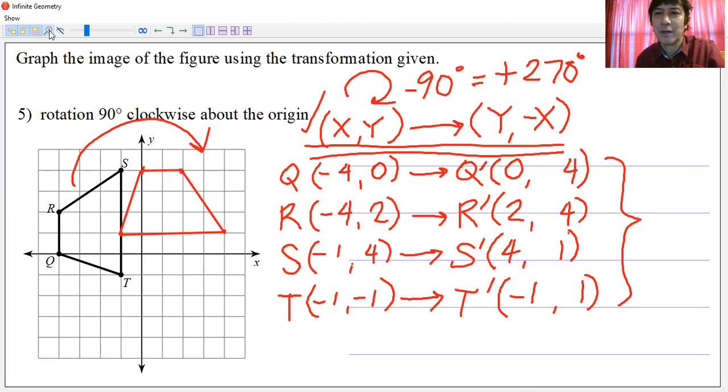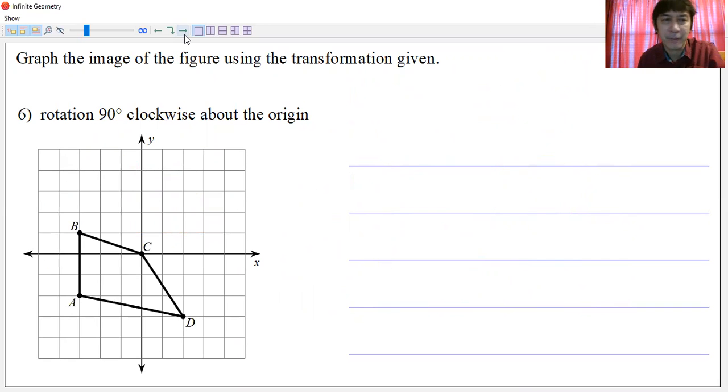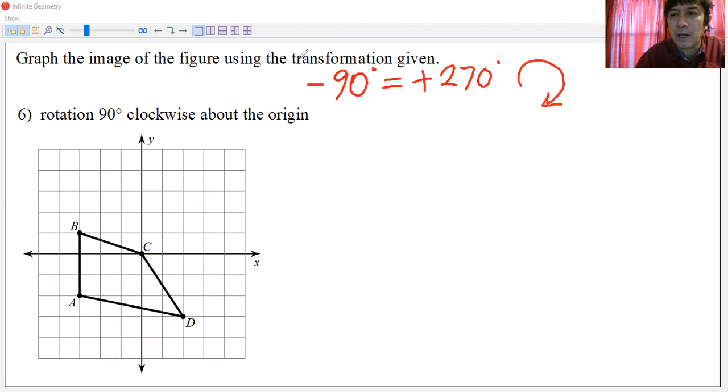So let us erase now and proceed to number 6. All right, here's number 6. Number 6 is another example of clockwise rotation at 90 degrees. So we're supposed to have the rule right away. For rotation of clockwise, this is supposed to be negative 90, and this is equivalent to positive 270 degrees. And we're doing it this way. This is the clockwise sense.